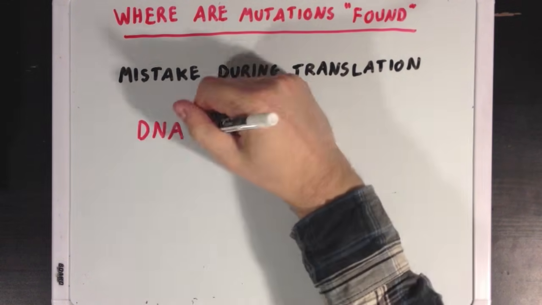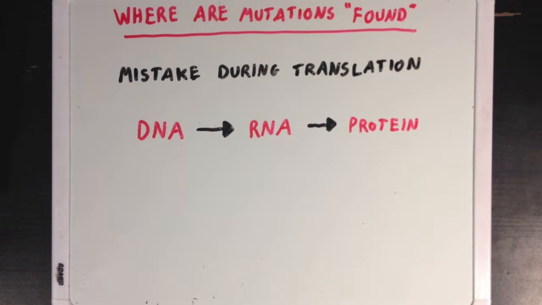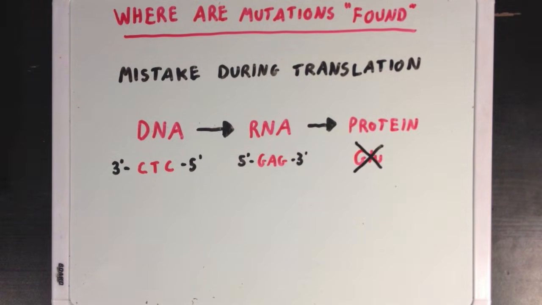So let's say that we have this sample piece of DNA with 3 nucleotides from the gene coding for hemoglobin. This DNA is transcribed to form the complementary RNA sequence GAG. Now that GAG would normally correspond to a glutamate residue during translation, but a mistake during translation might lead to a valine residue being translated instead to produce the mutated hemoglobin associated with sickle cell disease.